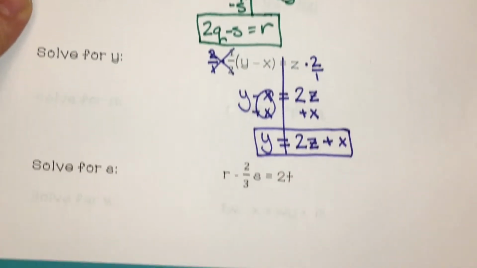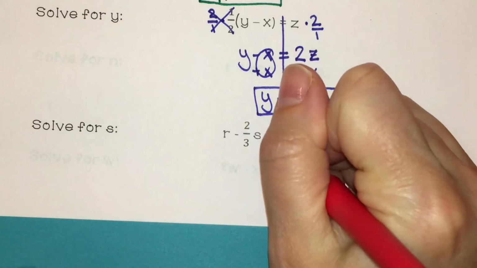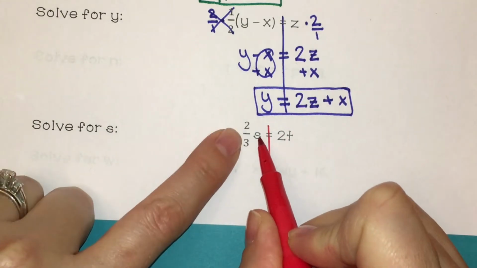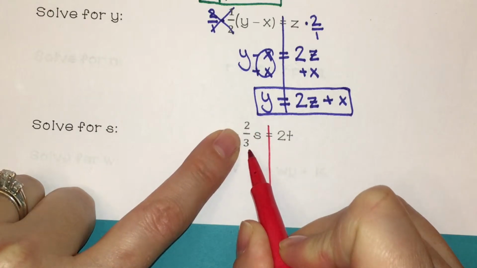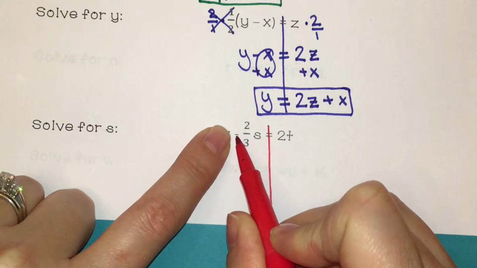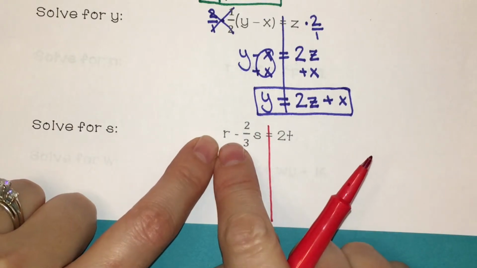All right. Here's another one with a fraction. Those tend to be the more difficult ones. We want s by itself. Okay. Currently, s is being multiplied by 2/3. Well, negative 2/3, because remember you have to keep the operation in front of the term with it. And you have this r here also.